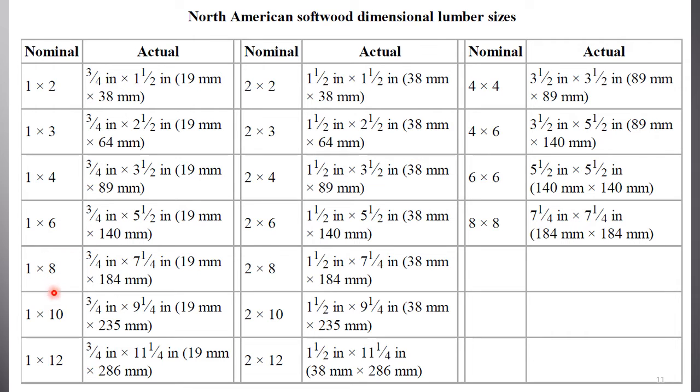When we get to 8, 10, and 12 inches, it's actually 3/4 of an inch in terms of width. Thickness is always 1/2 inch or 1/4 inch smaller than nominal sizes.